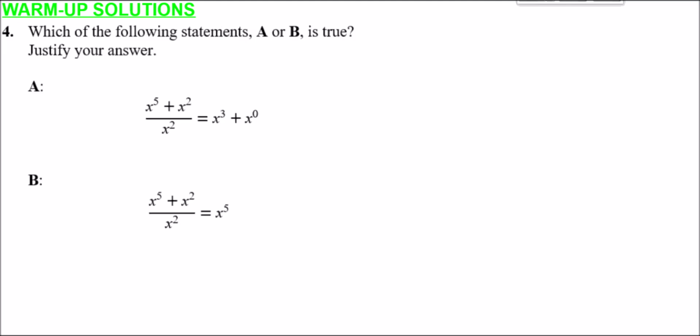Question 4, we've got 2 different statements, A and B, only one of which is true. So which one is true? Not only that though, we can't just circle the right one, we need to justify the answer and explain why it is the case, why it's true. So what I would suggest is to start with the left-hand side and manipulate it to the correct simplified version of itself. And so what we do here is we start with x to the power 5 plus x squared all over x squared.